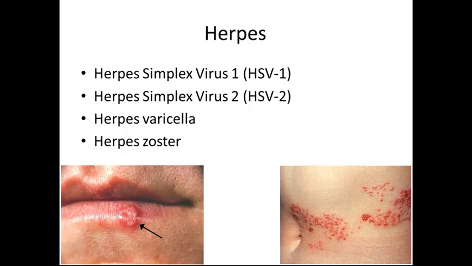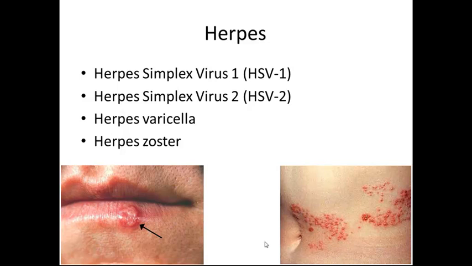In order to determine whether it's herpes simplex 1 or herpes simplex 2, we follow a common rule. Herpes simplex 1 is above the waistline. Herpes simplex 2 is below the waistline. Generally, these are STDs.